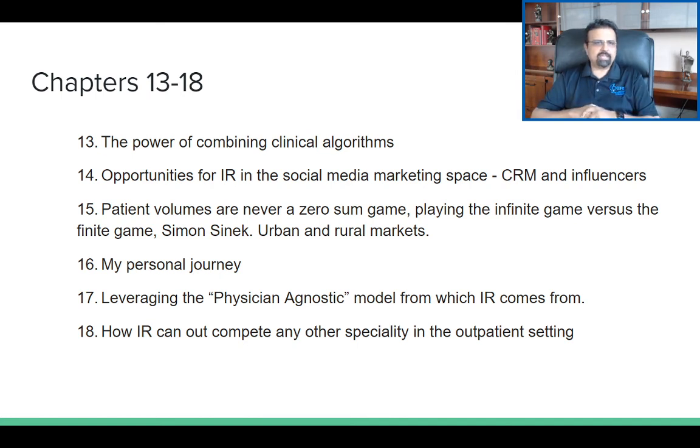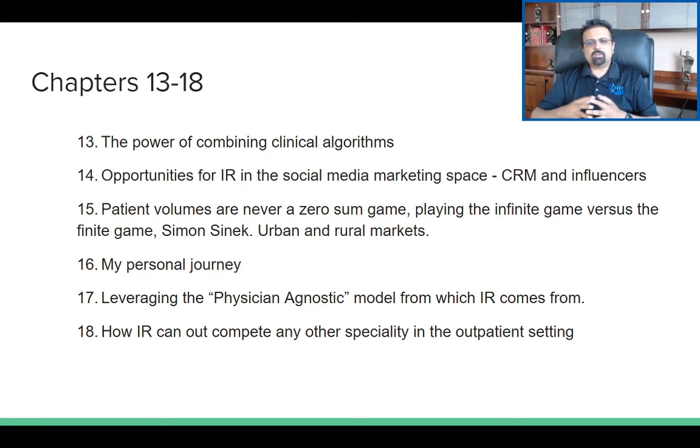Chapter 16 will be dedicated shortly to just my personal journey and my personal history for anybody that may be interested. 17 would be leveraging what I call the physician agnostic model. This is kind of a futuristic concept, but something that we are employing in Dayton, where it lends to the scalability of our model, not really identifying the model or a practice based on the name of one physician.